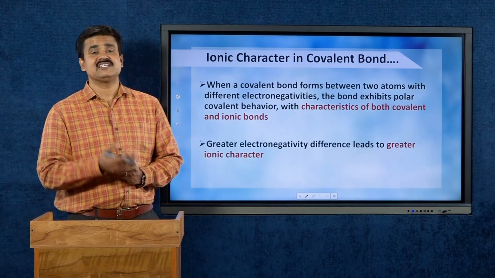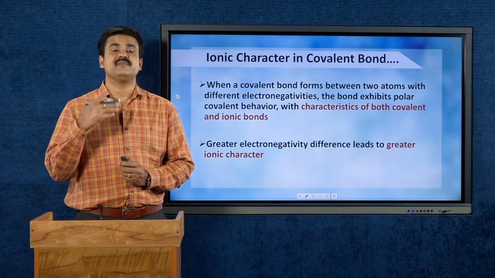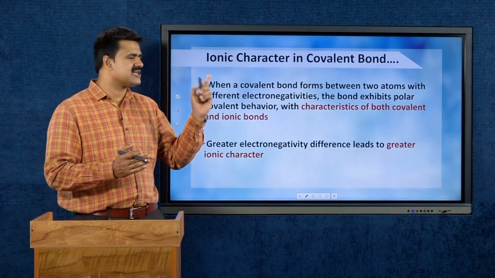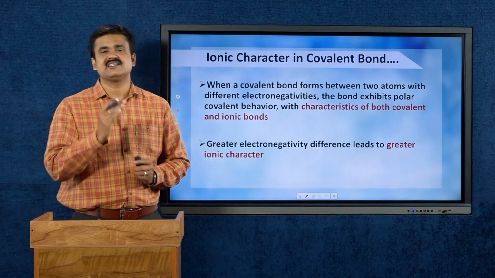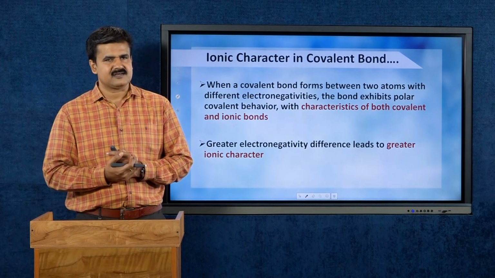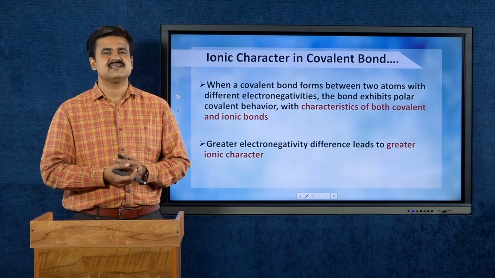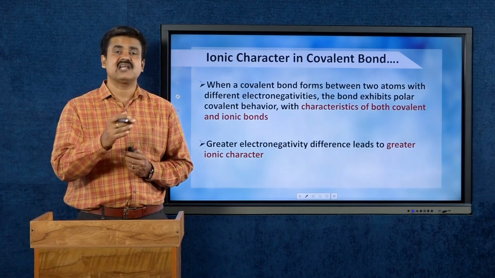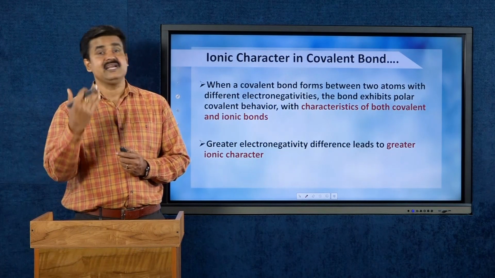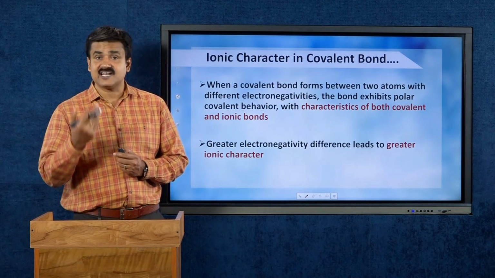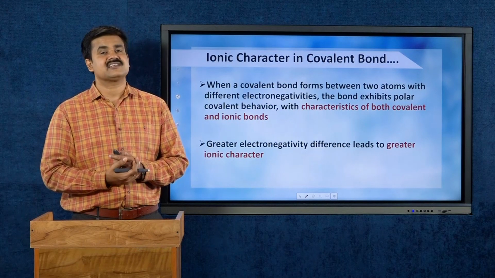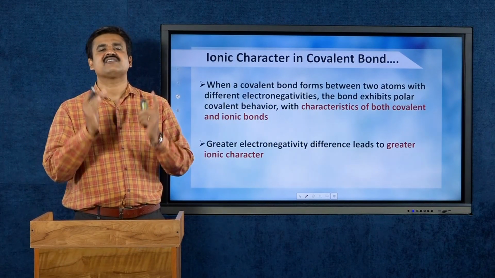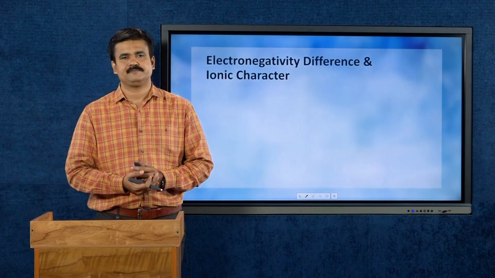Greater the electronegativity difference, greater will be the ionic character. That means greater electronegativity difference leads to greater ionic character. With a higher electronegativity difference, there is a chance for complete transfer of electron from one atom to the other, and that may lead to the generation of oppositely charged ions, and hence ionic character will be more. So, higher the electronegativity difference, higher will be the ionic character.